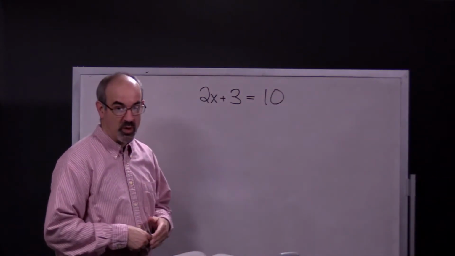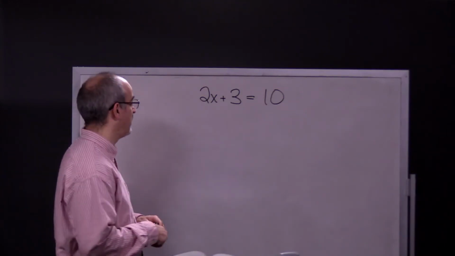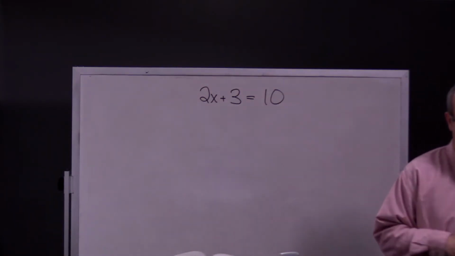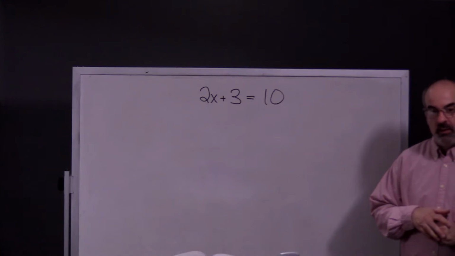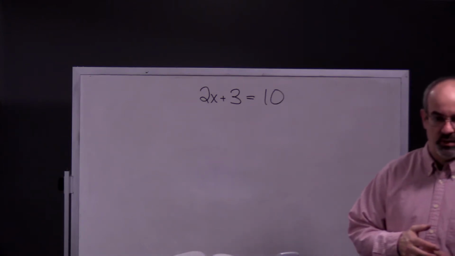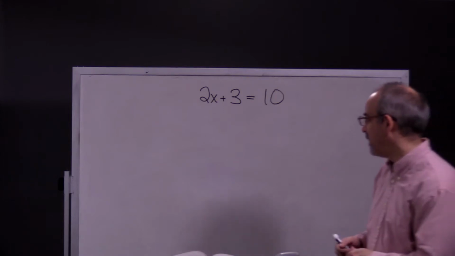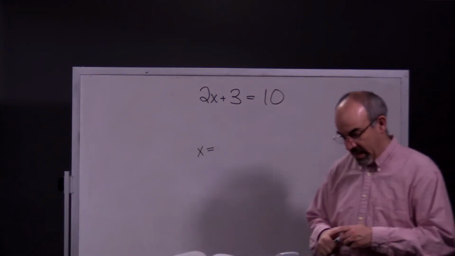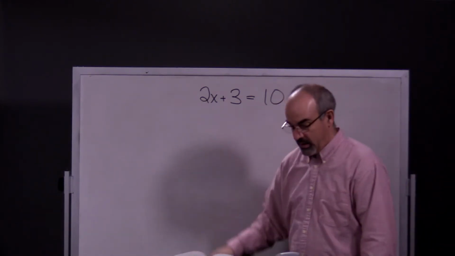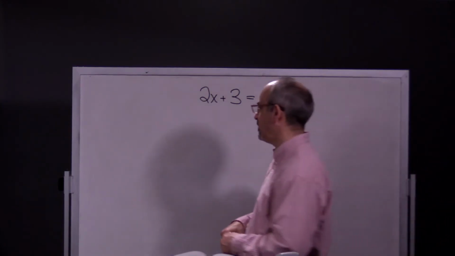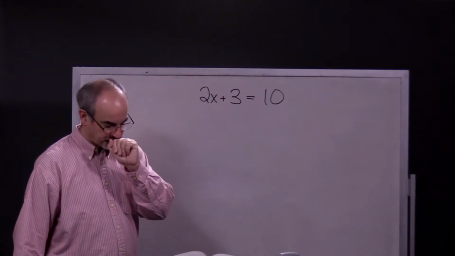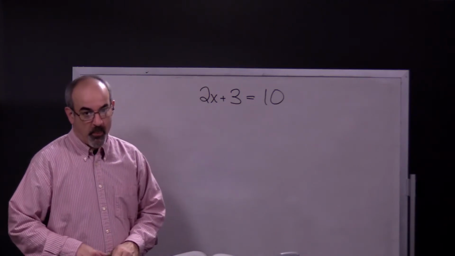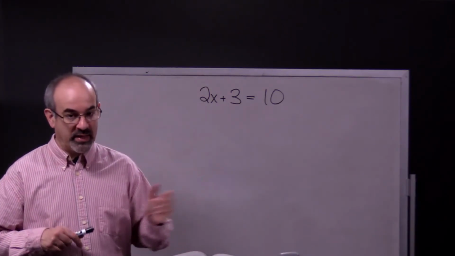Well, here, once again, we're going to try to get x by itself. When you're trying to get x by itself, just x alone, you want your end product to be x equals something. The first thing you want to do is to get the term with the x in it by itself. This has two terms in it. The 2x is a term and 3 is a term. So we want to get 2x by itself.